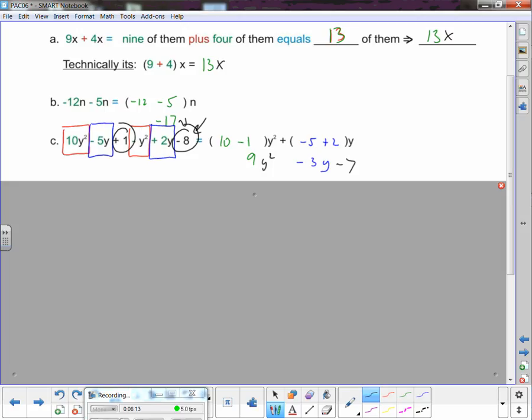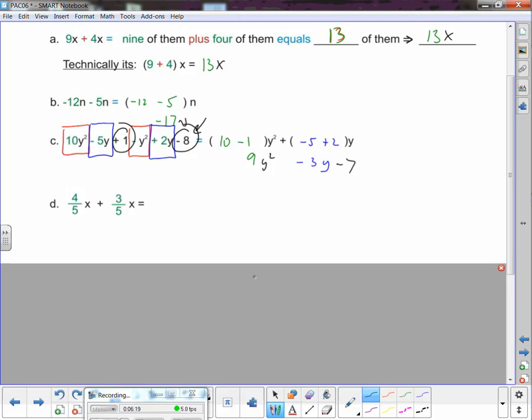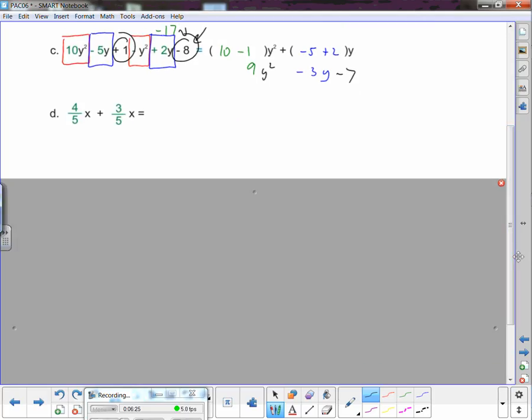So what happens now is we've got fractions for coefficients. Now this first example is not bad, and you really could do the first example in your head. We're going to do it technically. So we're going to use a parentheses. And we're going to say there's 4/5 of them plus 3/5 of them. Do you concur? And the them is the x's, right? And that's the way it would look technically.